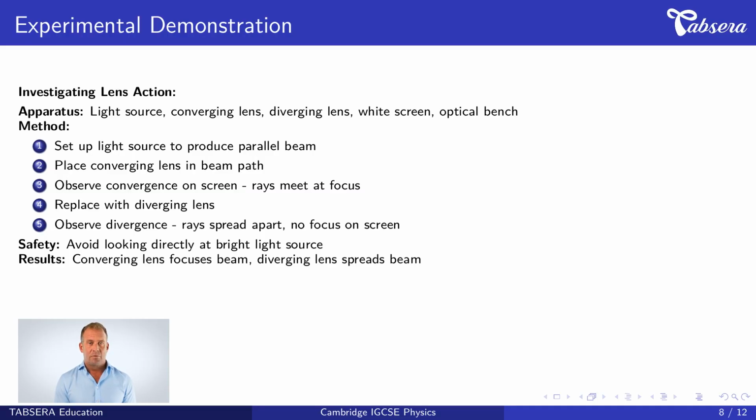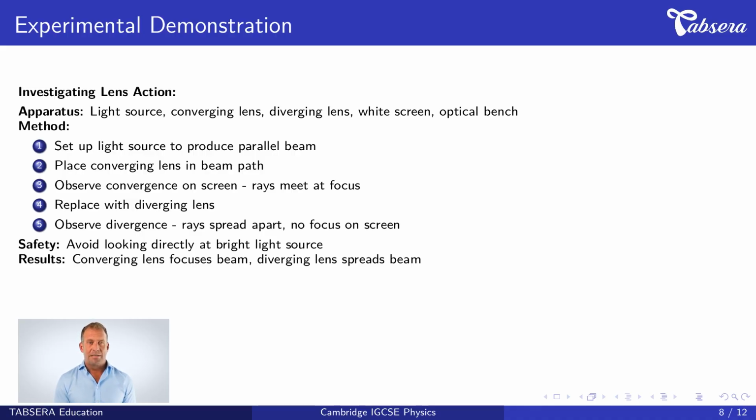Experimental demonstration proves lens action principles. The apparatus needed includes a light source to create the parallel beam, both converging and diverging lenses for comparison, a white screen to show ray behavior, and an optical bench for precise alignment.